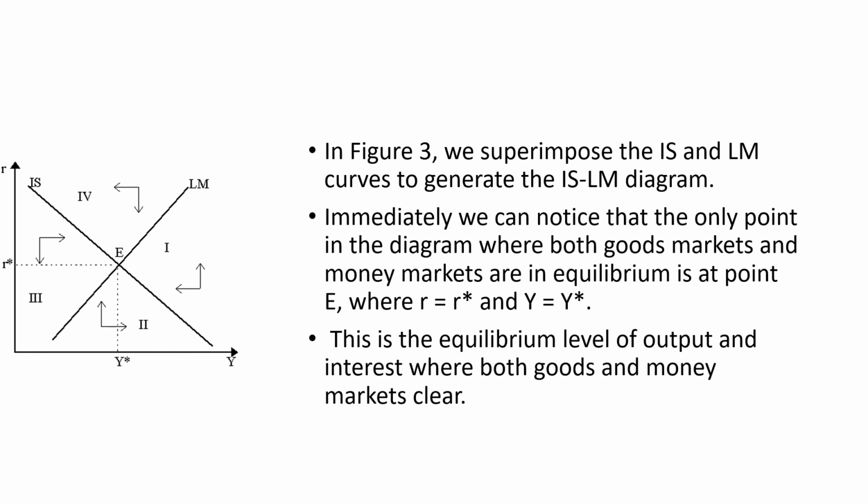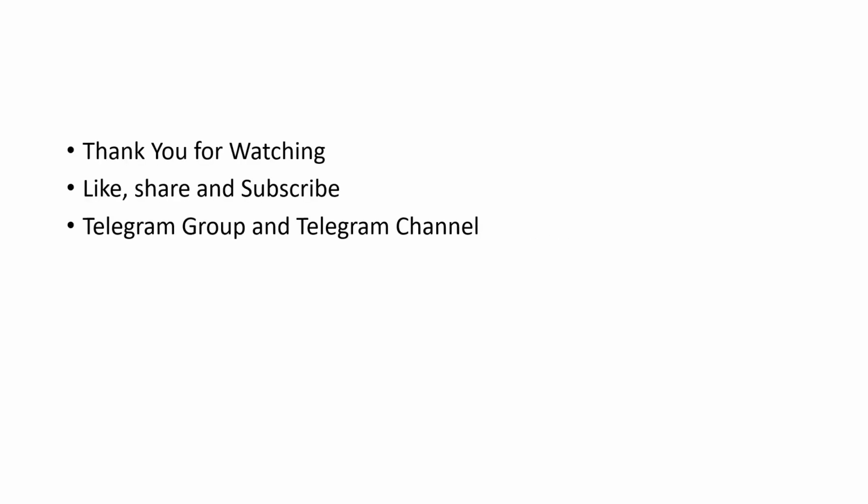And if you superimpose the IS and LM curves to generate the IS-LM diagram, we can notice that there is only one point in the diagram where the goods market and money market are in equilibrium. This is the equilibrium level of output and interest, where both the goods as well as money markets would be clearing. So that's all for today.